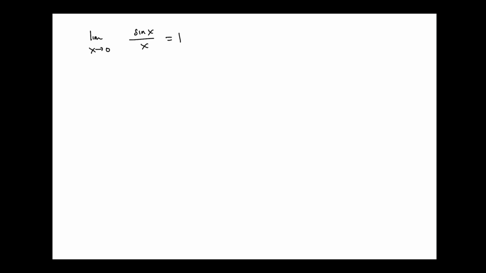For very small x's, if we measure x in radians, which we do in calculus because that works better than degrees for technical reasons, for extremely small angles the sine of x is approximately equal to x. And then x over x is 1, right? So this should be approximately equal to 1.